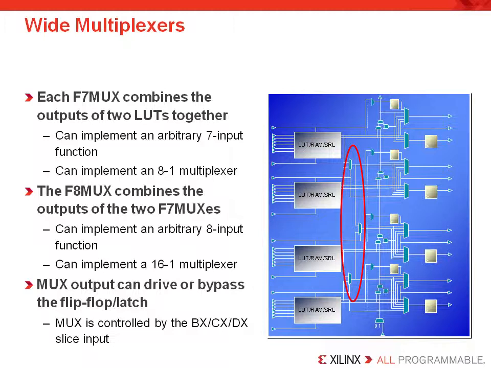In this diagram, we see a number of muxes used to connect the LUTs together. Each slice contains 2 F7 muxes that group the outputs of 2 LUTs and can create an 8-to-1 multiplexer. Each slice also contains 1 F8 mux that combines the outputs of the F7 muxes and can thus make a 16-to-1 mux. The mux outputs can drive out of the slice or connect to the available flip-flop latch.